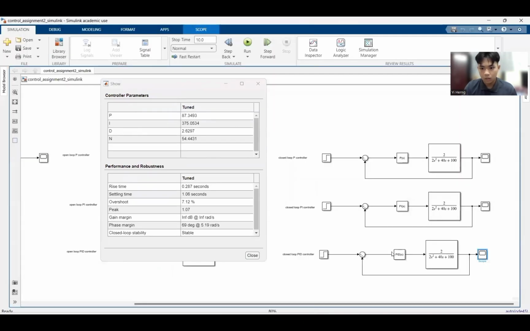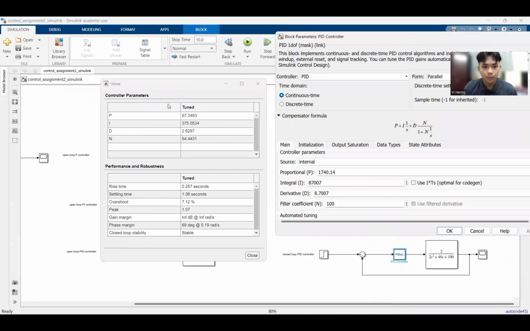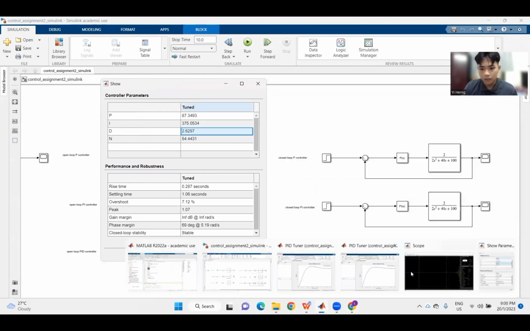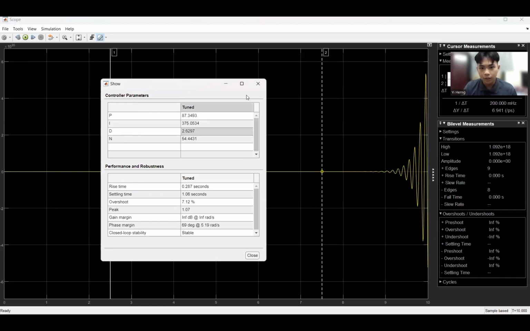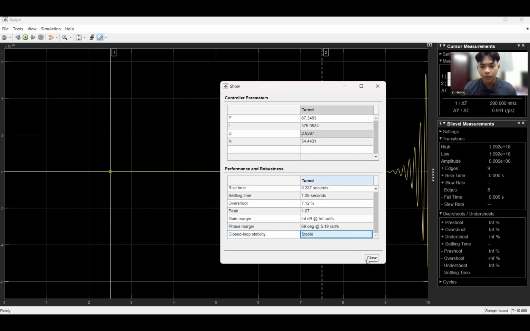Then here, we know that the proportional gain has been increased, the integral gain has been decreased, and the derivative has also been decreased. The filter coefficient changed from 100 to 54.4431. The rise time increased from 0 to 0.287. The overshoot went from infinity to 7.12. So the closed loop stability is stated as stable after retuning.